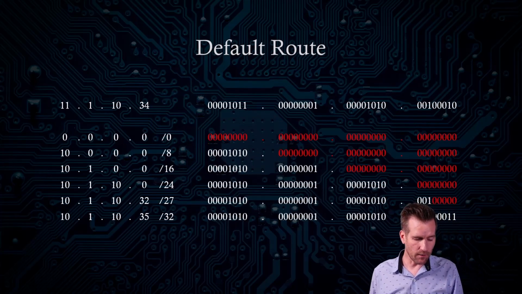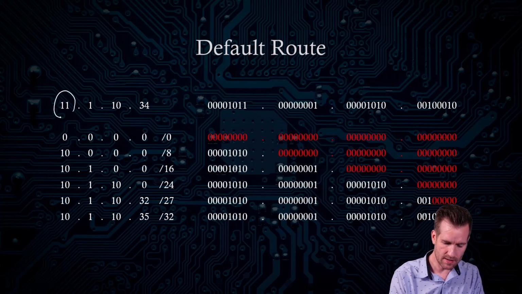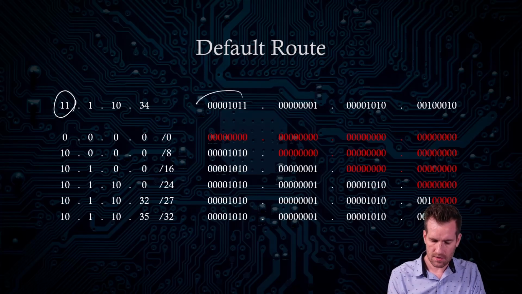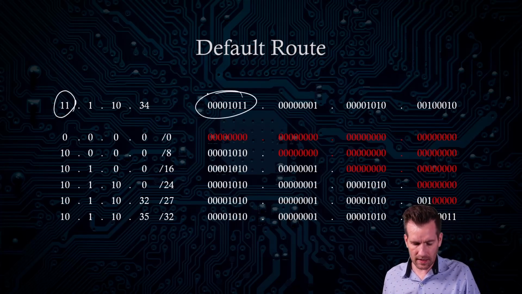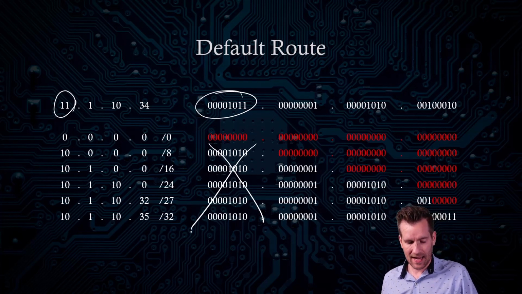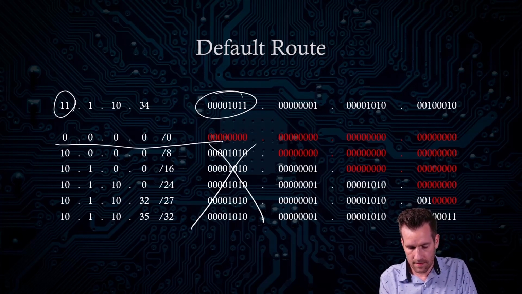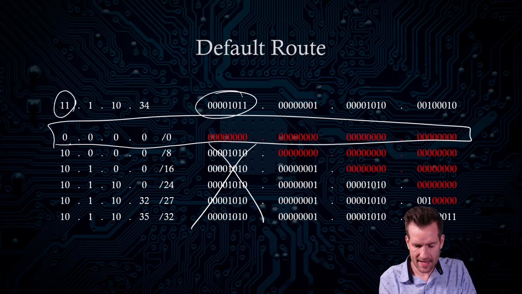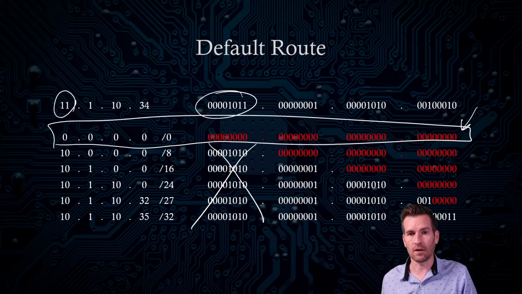That's where the default route comes into play. Notice I switched this first bit right here. So I just added a 1 to it. Therefore, it doesn't line up with any of these now, except for this default route. And so that's the one it's going to choose with a default route.